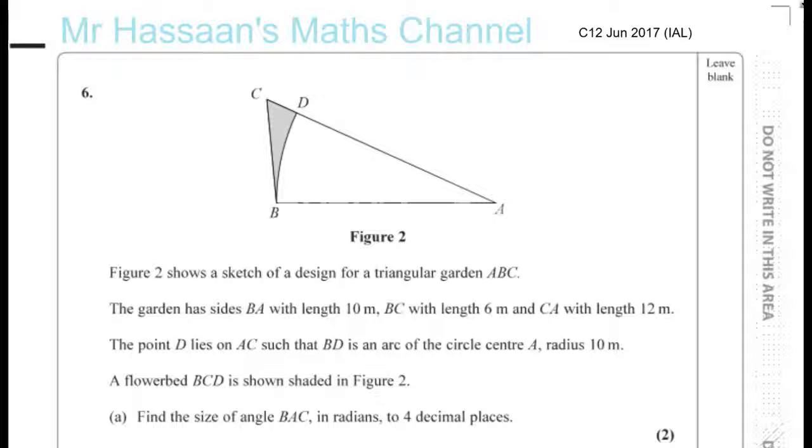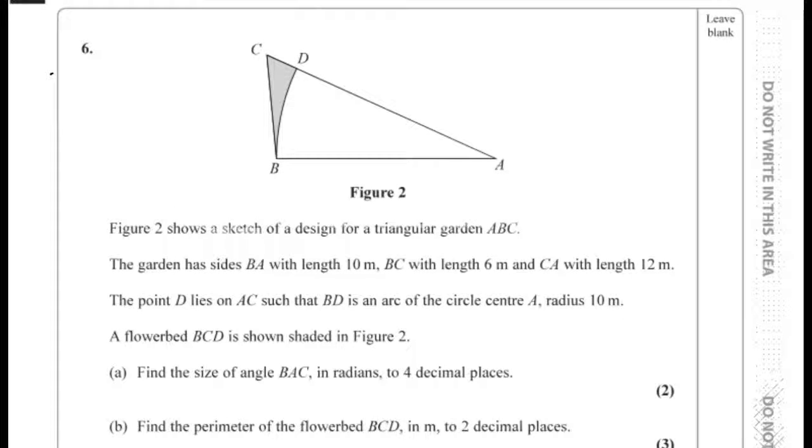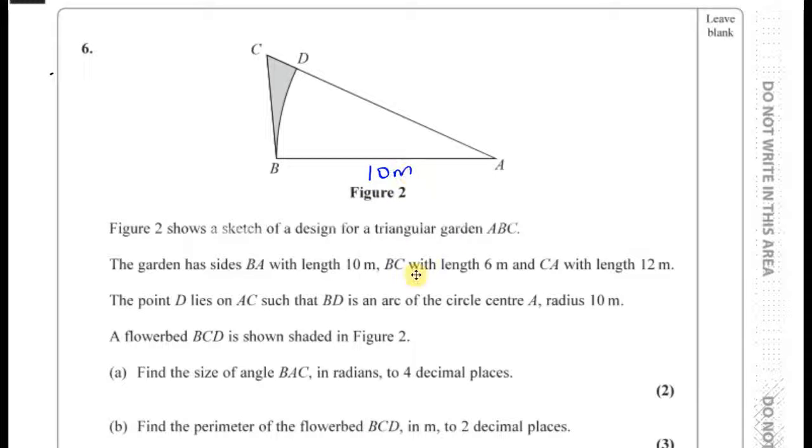Okay, now for C12, June 2017, question number 6, International A-Level paper, IAL. Here we have a sketch for a triangular garden ABC. The garden has sides BA with length 10 meters. So let me just put that in there. You have BA, which is length 10 meters, and BC with length 6 meters, and CA all the way from there to there with length 12 meters.